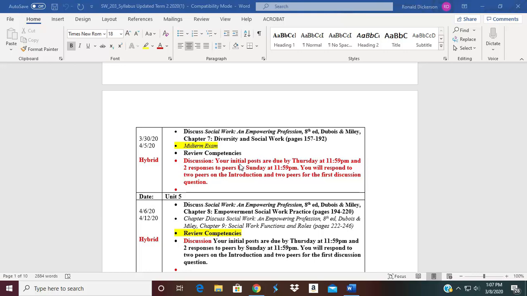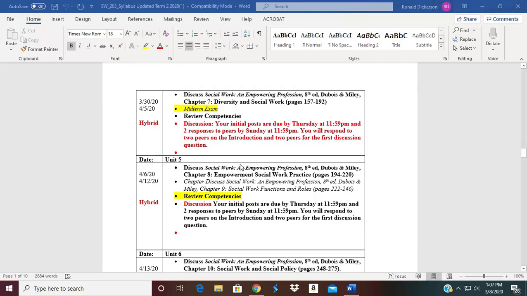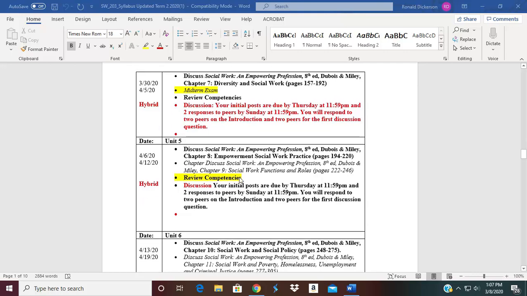And so this is why students need to really have an understanding of competencies. Okay, Unit 5, you can see what's in Unit 5. It starts on the 6th of April and ends on the 12th. So when I say Unit 5, we're looking at the 5th week. And here again, you have Chapter 8 that you have to review, and you have to review Chapter 9.